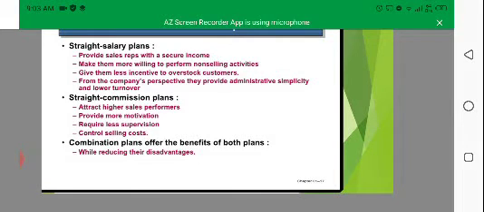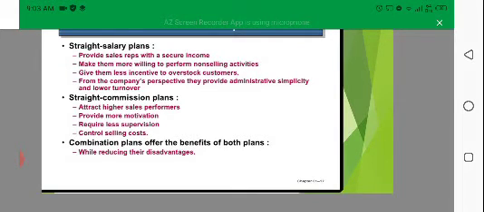So what are straight salary plans? They provide the sales rep with a secure income. These are the benefits of that. They make them more willing to perform non-selling activities. If they are on commission, sometimes they get bored. They do not get enough commission in the month to cover their expenses. So salespeople are normally happy with a straight salary.